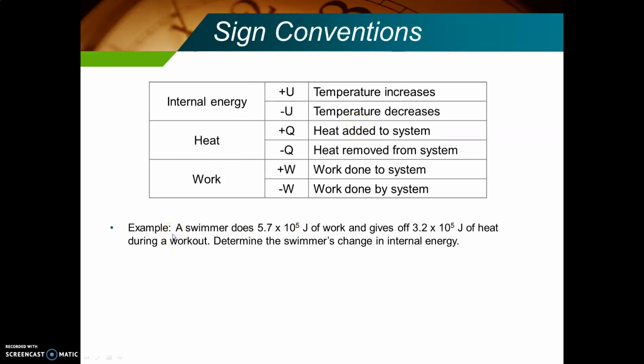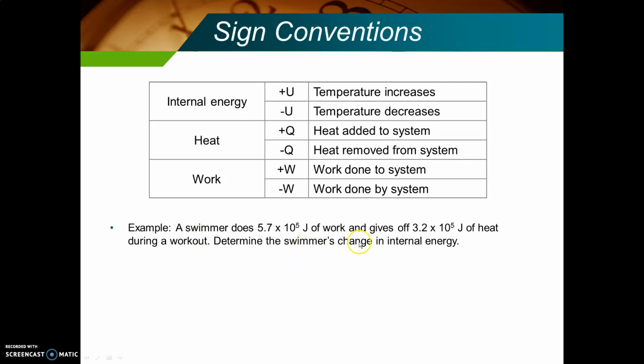All right, let's talk through a quick example and see if it makes sense. A swimmer does this many joules of work. That says to me that when the swimmer does work, like he swims from one side of the pool to the other side, he's losing joules. That's how he's swimming. He's losing his joules, so that should be a negative. And he gives off this many joules of heat. Why would he be giving off heat? Because he's sweating. He's working out.